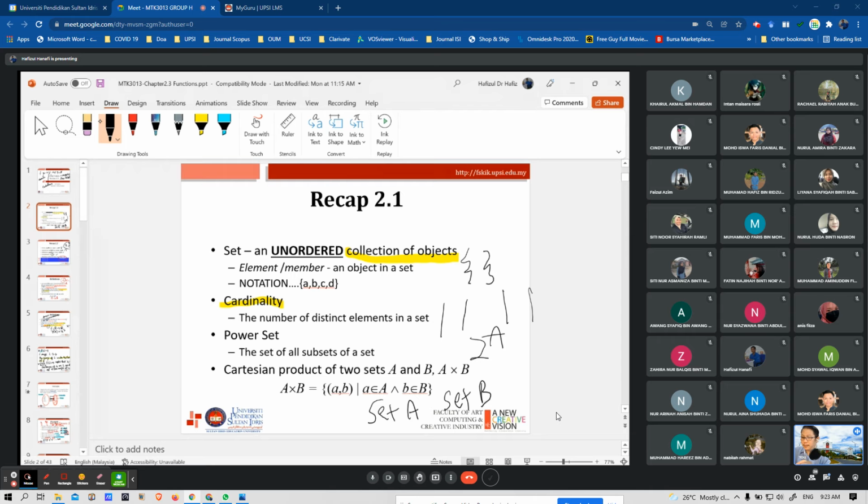Then the power set, sometimes referred to as 2 to the power of n, is the set of all subsets of a set. And then we have the Cartesian product of two sets A and B, whereby A times B is equal to the pairs (a, b), where a is a member of set A and b is a member of set B. So far, any questions?